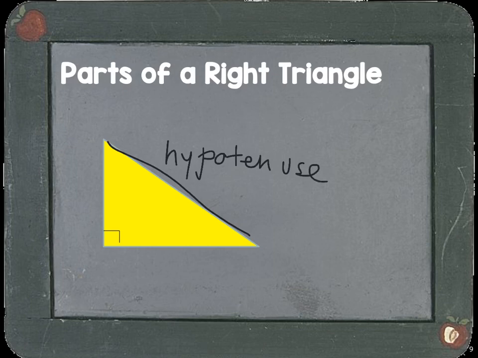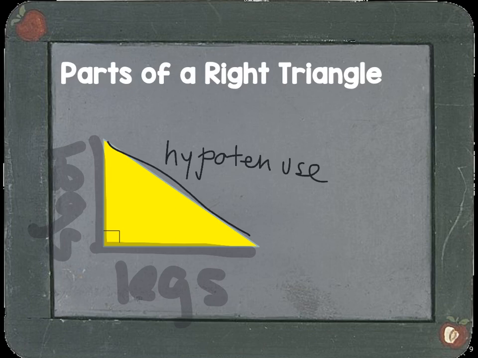It's the base, but what's another name for the base? What can we call these two lines? This one and this one. They're the legs. I think legs. So remember, the side opposite from the right angle is the hypotenuse, and then the other two sides are the legs.